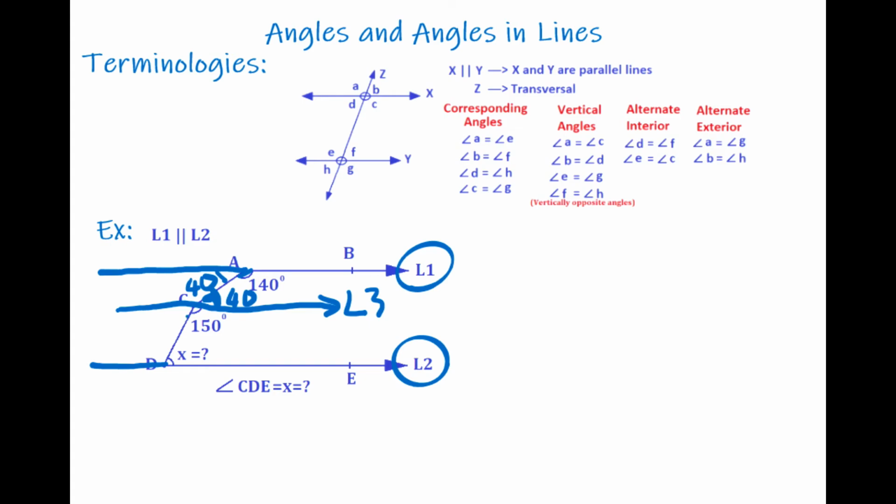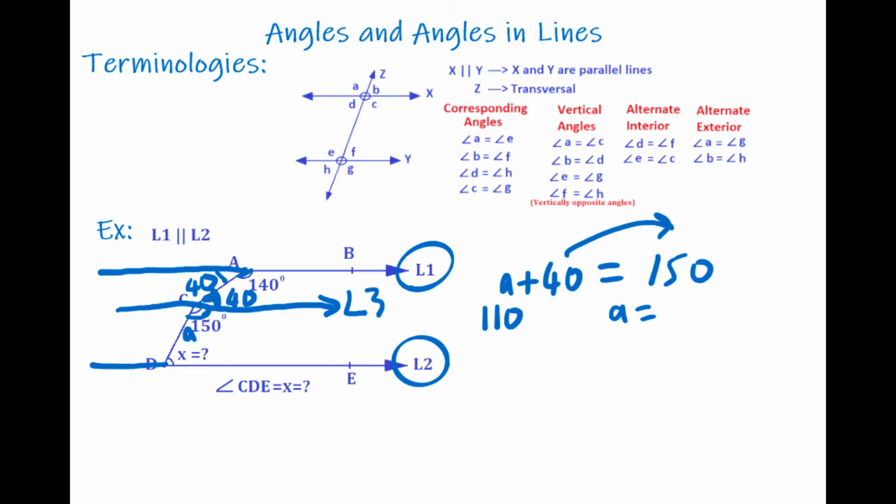So suppose this is a, so a plus 40 has to be equal to 150. And then in this case we see that a is of course 110. Why? Because just send this to the other side, make it negative, so a is 150 minus 40, which is 110 degrees, guys. So we see that this a is 110, guys.